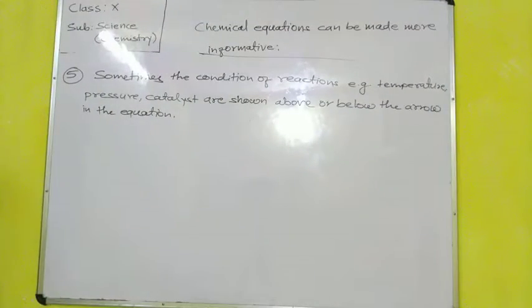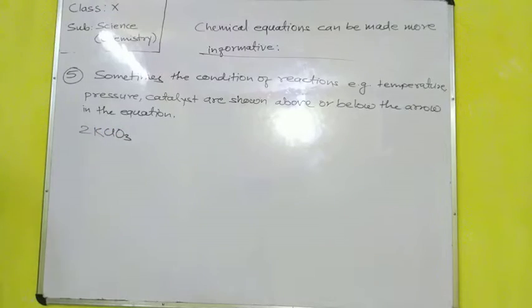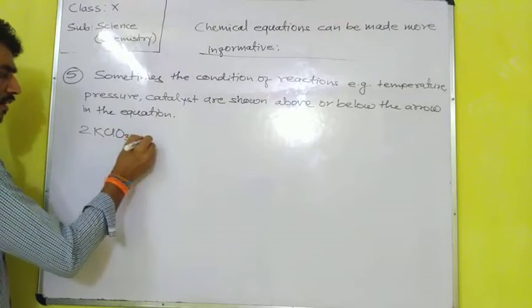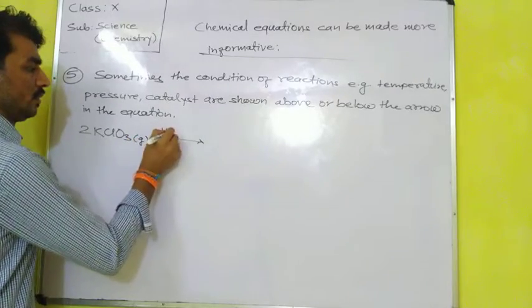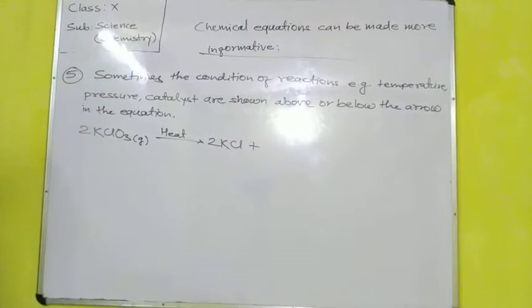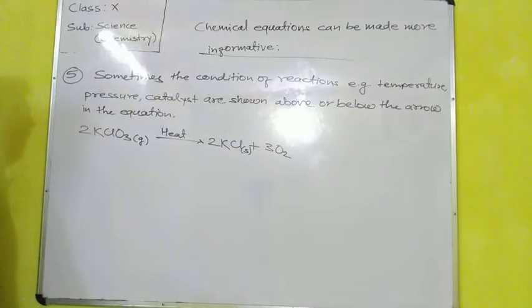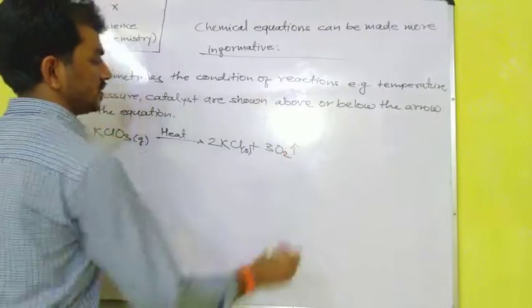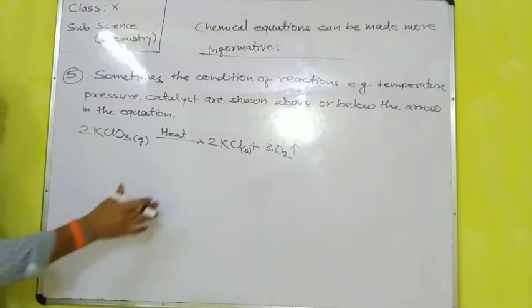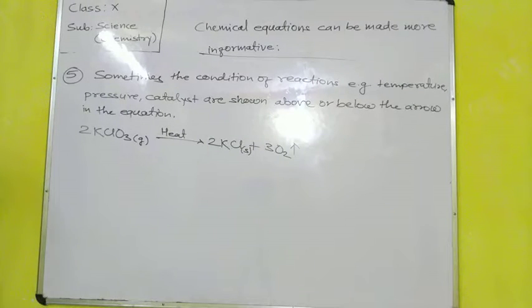For example, potassium chlorate, KClO3, is present in the solid state. By heating this potassium chlorate it forms 2KCl in the solid form, and the oxygen is produced, 3O2. Here by this method we can prepare oxygen gas, which is very necessary in this pandemic situation. By the decomposition of potassium chlorate, oxygen gas is prepared.